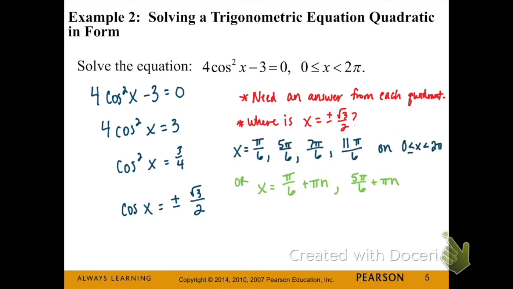We find that happening at pi over 6, 5 pi over 6, 7 pi over 6, and 11 pi over 6. This problem again specifies the interval 0 to 2 pi. If it hadn't specified that interval, then I would just be adding pi n to pi over 6 and 5 pi over 6, and that would cover all of my possible answers.